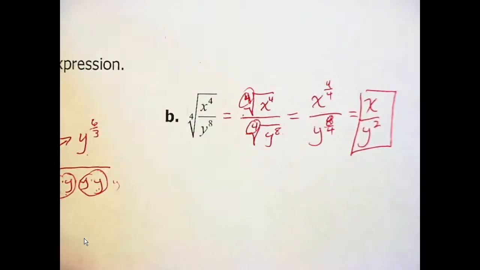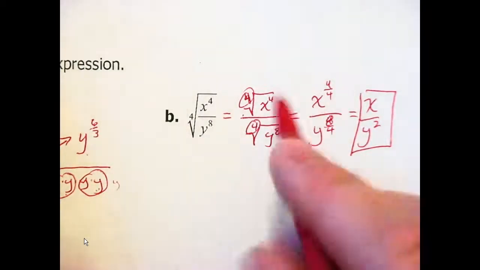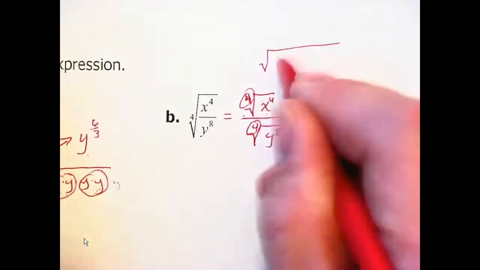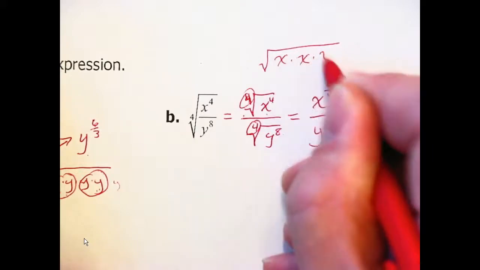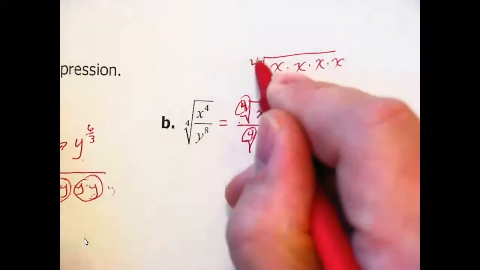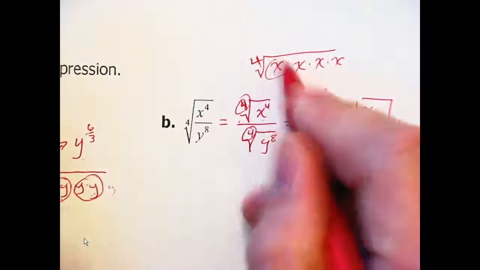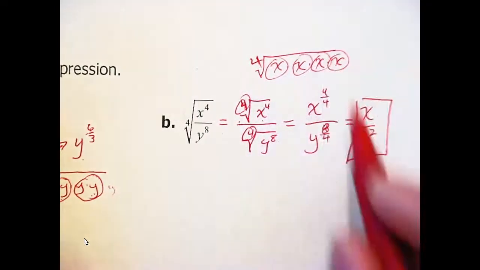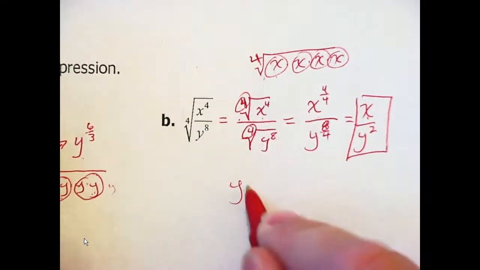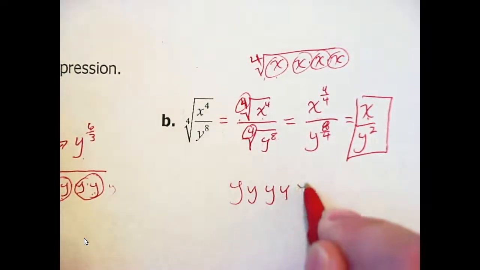Okay? If you're struggling with that, once again, you could think of how, if I have x, x, x, and x, that number says how many groups I have to have. Well, I have to have 4 groups. Well, each one of those would form a group, so that would be x to the 1st. And this would be y, y, y, y, y, y, y, y.